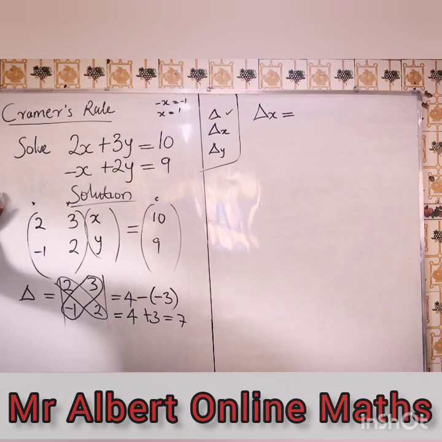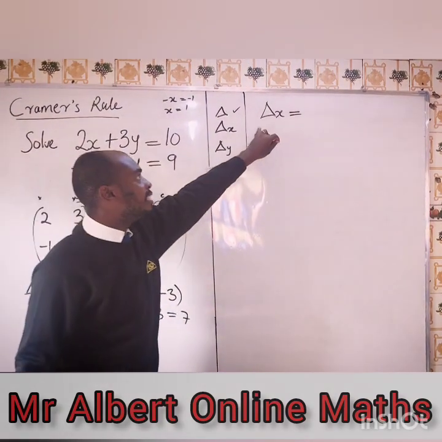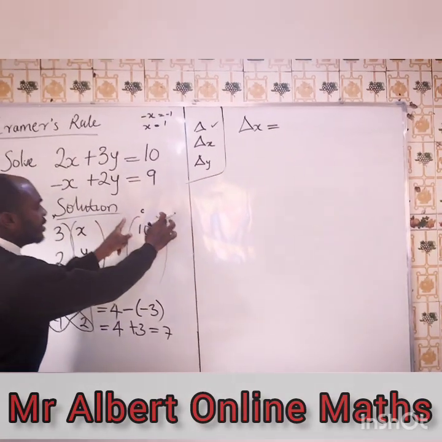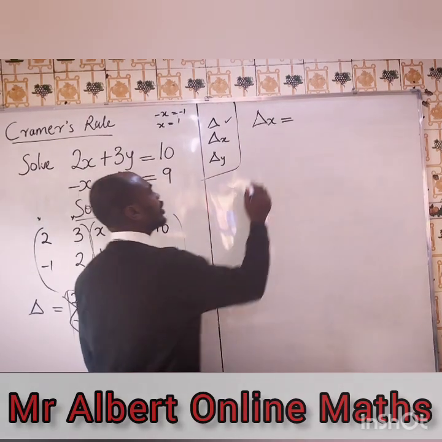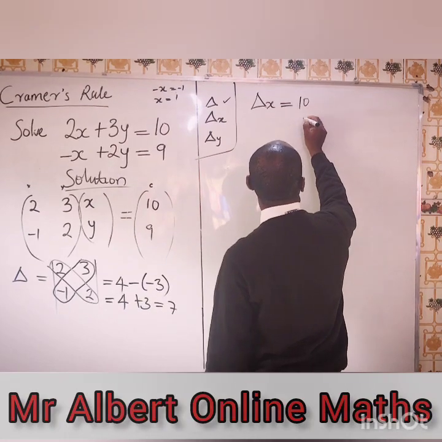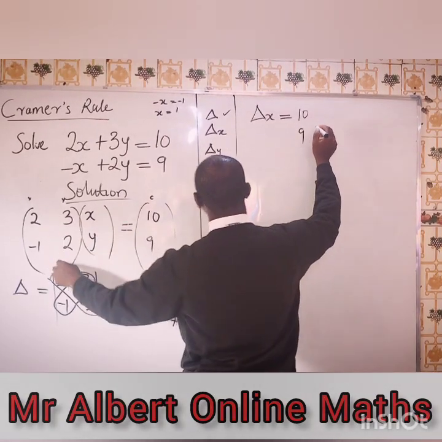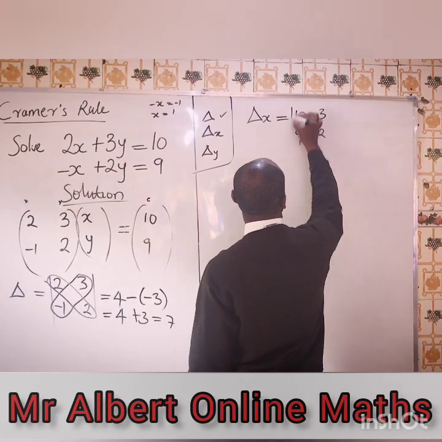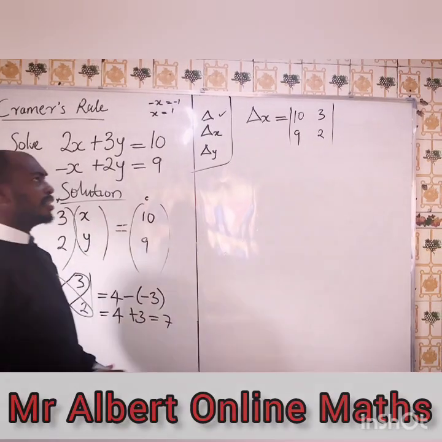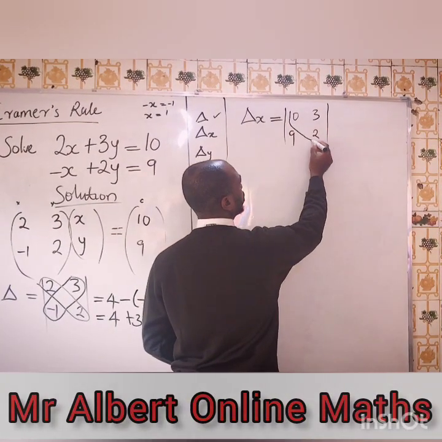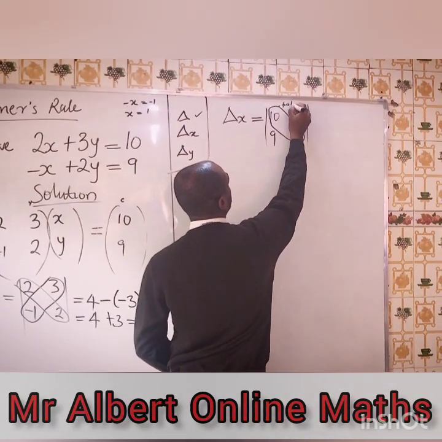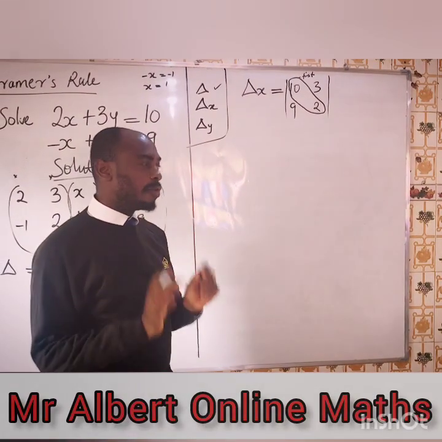Whenever you are finding the determinant of x, you are going to replace this column with the constants 10 and 9. So we have 10, 9 first, and then 3 and 2. To find the determinant of this matrix is very easy. Do this first. Remember the one that should be taken first. If I write here first, please know that this is what you should do first. Don't mix it up.